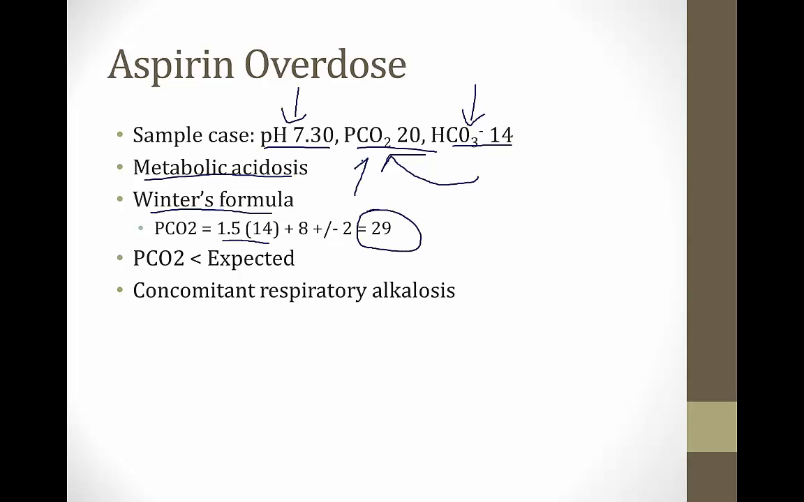So our actual PCO2 is 20, and that is lower than expected, and that is because aspirin is leading to hyperventilation and causing a concomitant respiratory alkalosis. And this is what you can see in an acid-base problem of a patient with aspirin overdose. And that concludes our module on metabolic acidosis.